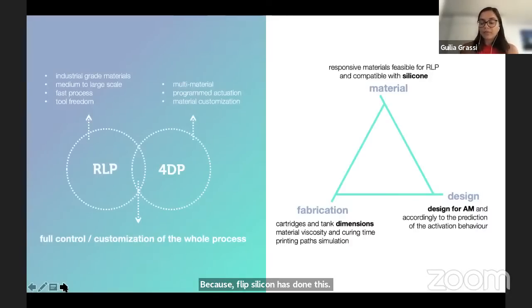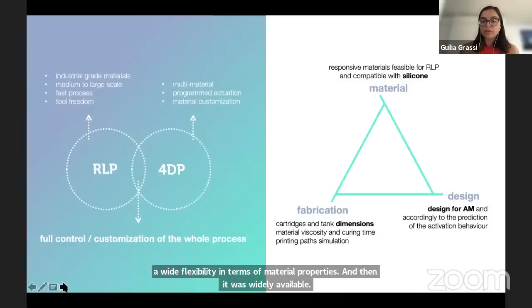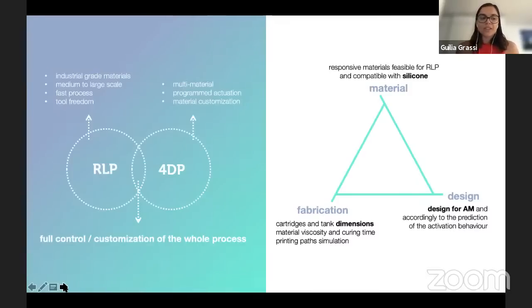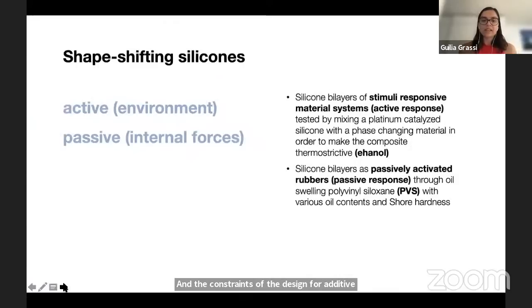Therefore, from the fabrication point of view, we had constraints coming from the tank dimension. So as you've seen, the printing process includes a tank with a gel, and there are constraints of the design for additive manufacturing from a design side. We decided to print shape-shifting silicon material systems.